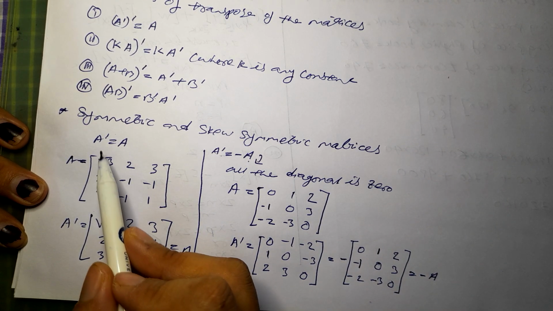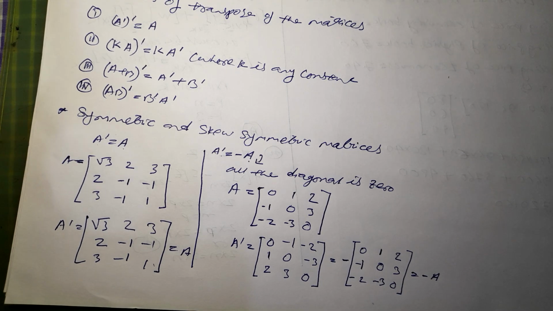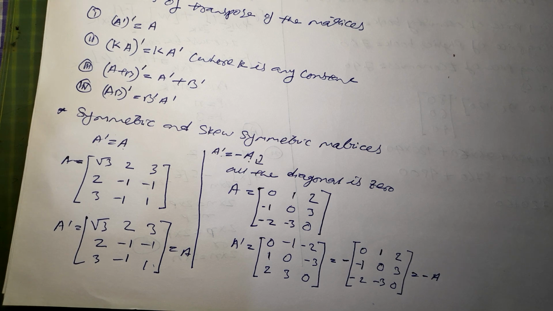When A transpose is equal to A, that is a symmetric matrix. And you have to remember, in a skew symmetric matrix, the diagonal is 0. So we have two theorems. The first theorem is for any square matrix.